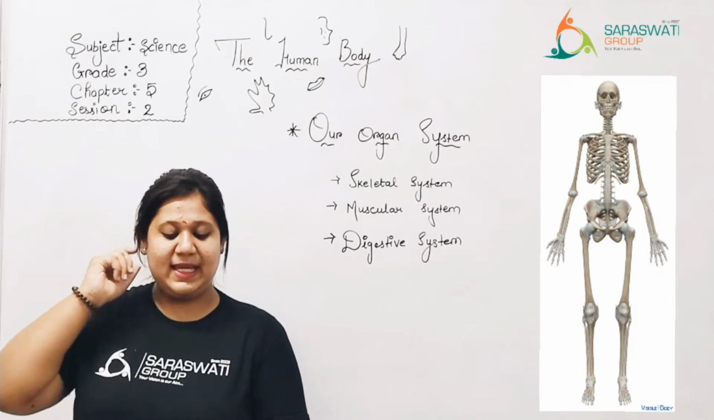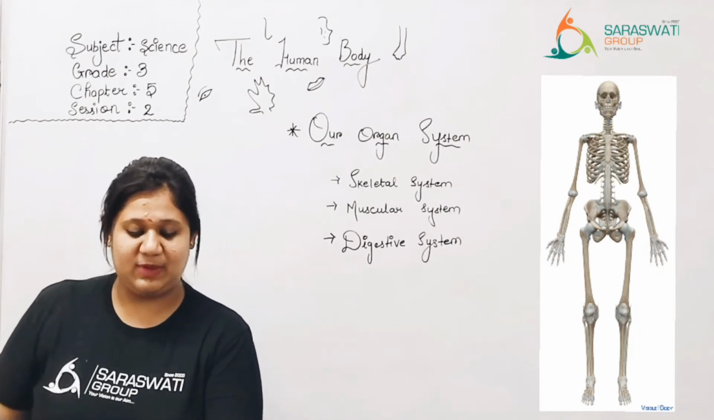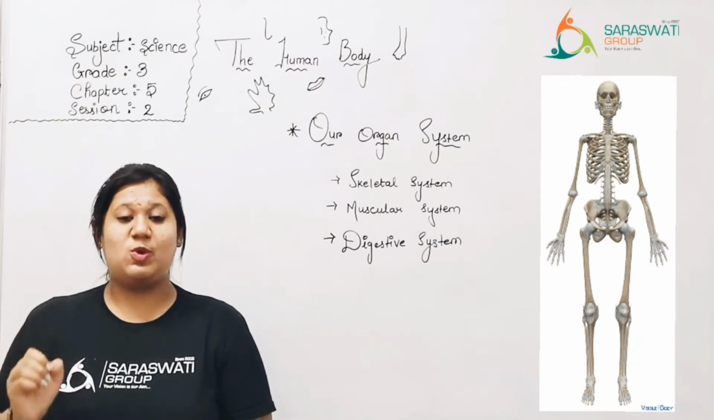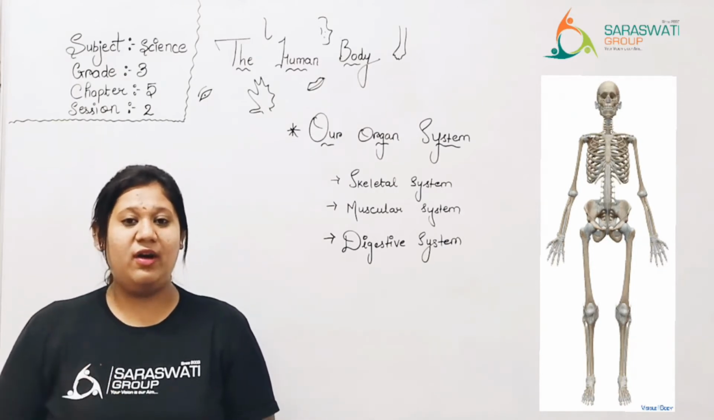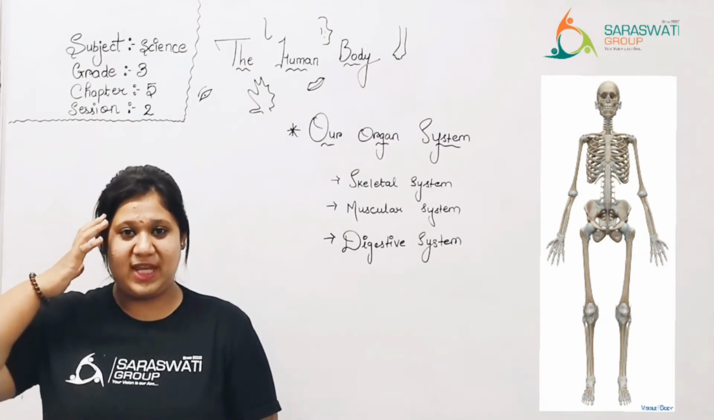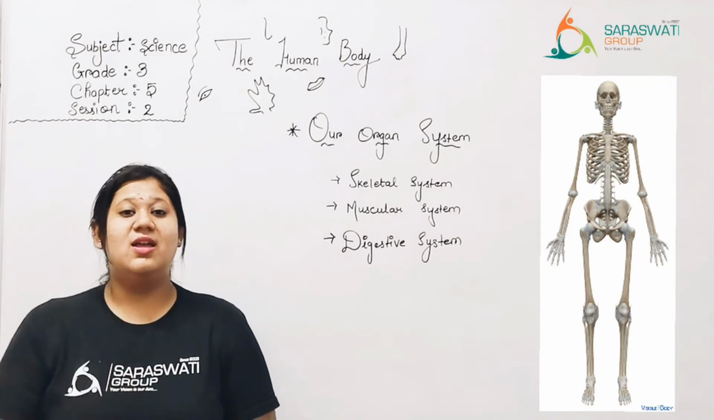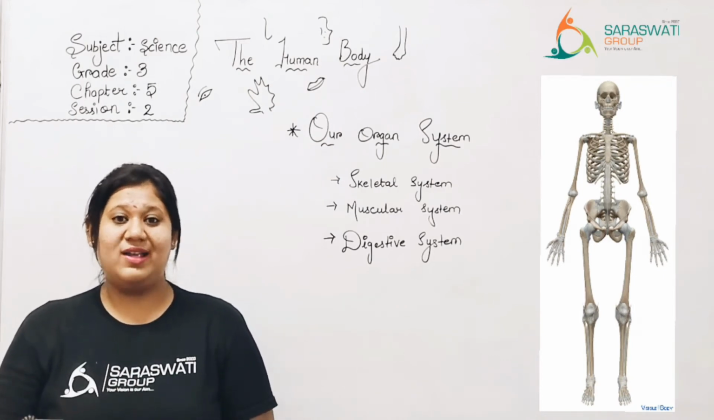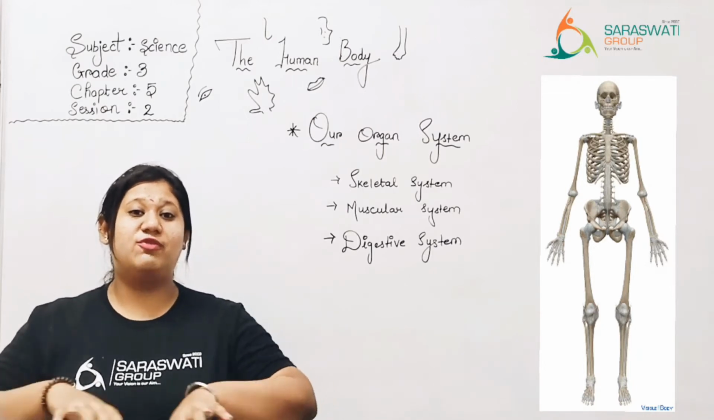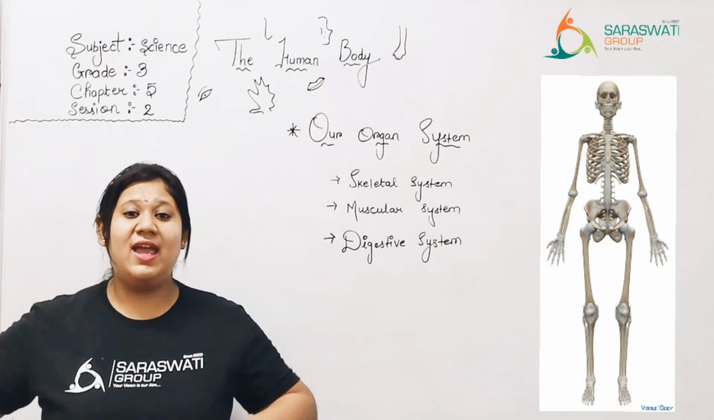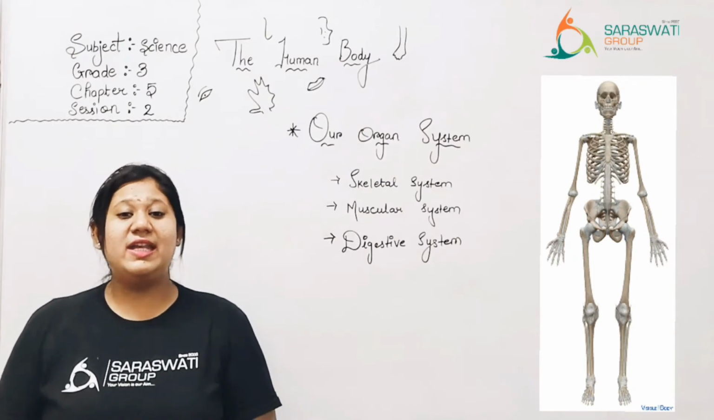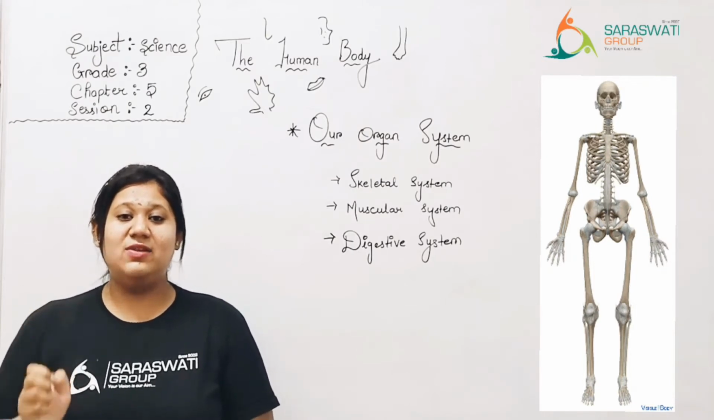It protects inner body organs such as the brain, the heart, and the lungs. Kids, it protects our inner body organs. All the organs are present inside our body, right? Brain, heart, lungs, stomach, all the organs are present inside. So the skeletal system is like a protective covering for these organs. It works as a protective covering for all these organs, and it protects the inner organs, right?